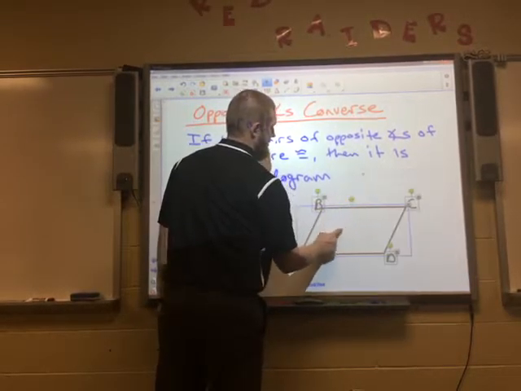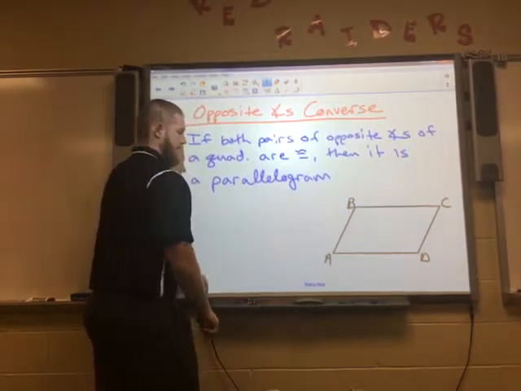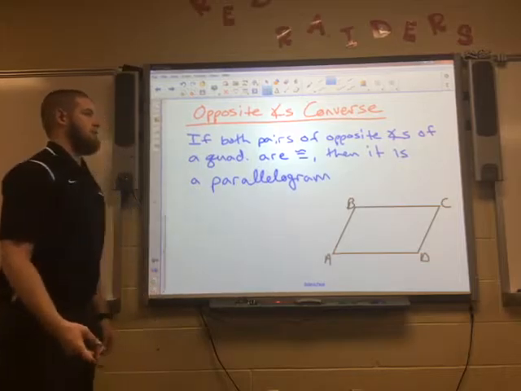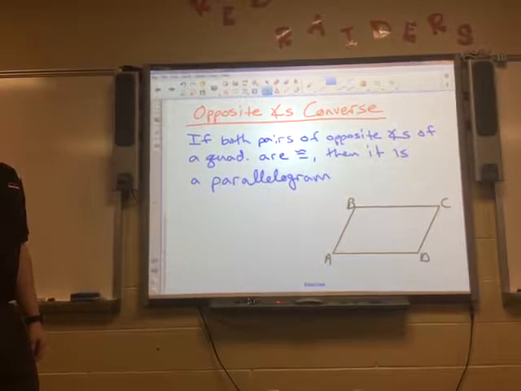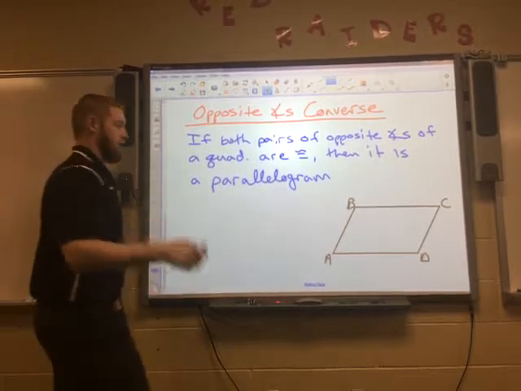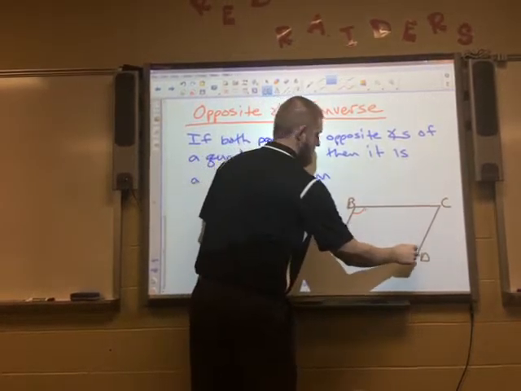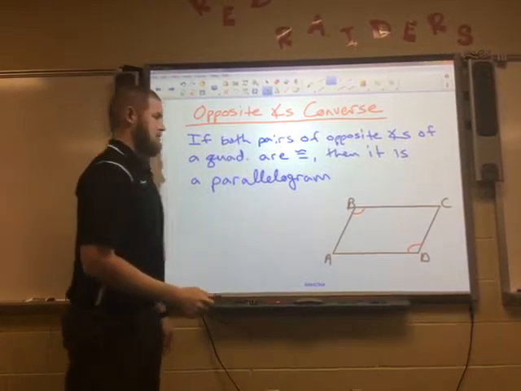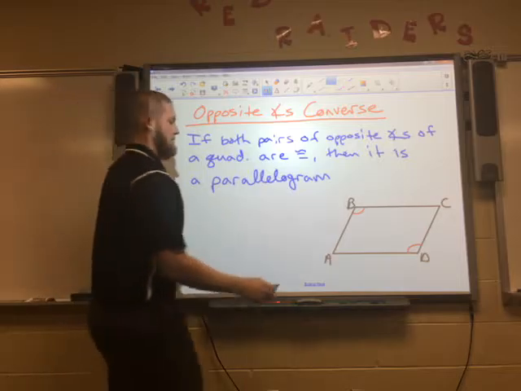So we have the same diagram basically, except now I have opposite angles. Taylor, give me one name or one pair of opposite angles. B and D. Taylor Stokes, give me another pair. A and C, good.